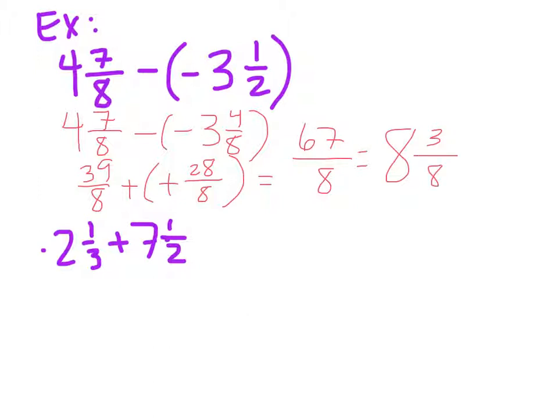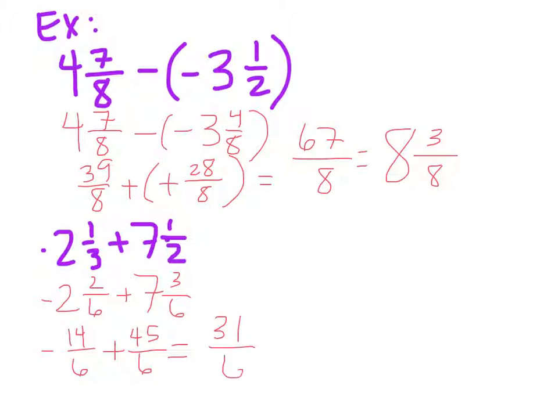And then negative 2 1/3 plus 7 1/2. I'm going to get a common denominator. So negative 2, my denominator is going to be 6, so times 2, so 2/6, plus 7 and 3/6. Then I'm going to make the mixed numbers into improper. So I'm going to have negative 14 sixths plus 45 sixths. So negative 14 plus 45 is going to leave me with 31 sixths, which equals 5 1/6.